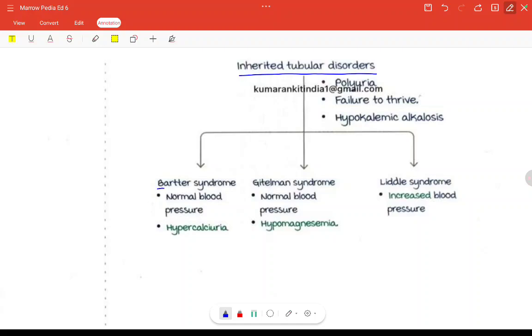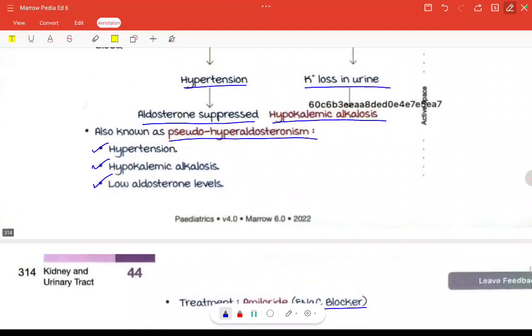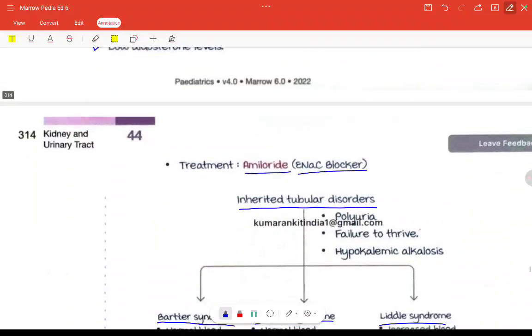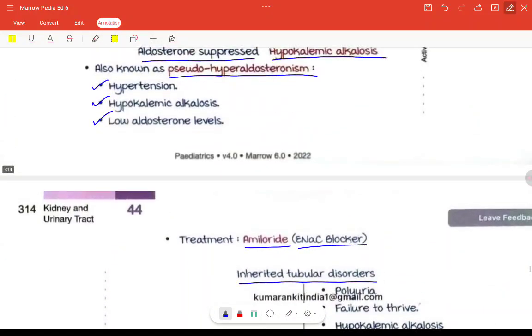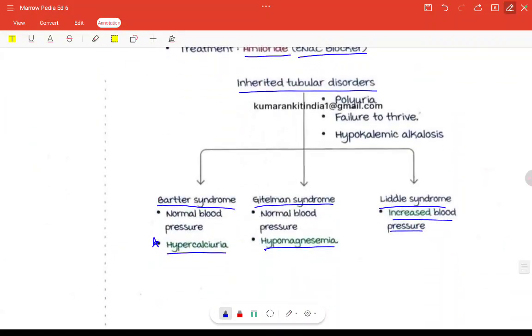Also, in Bartter syndrome, there is normal blood pressure, and hypercalciuria is something that we should remember. In Gitelman syndrome, there was hypomagnesemia. In Liddle syndrome, there is increased blood pressure. And it is also a pseudohyperaldosteronism condition. Low aldosterone levels are seen.